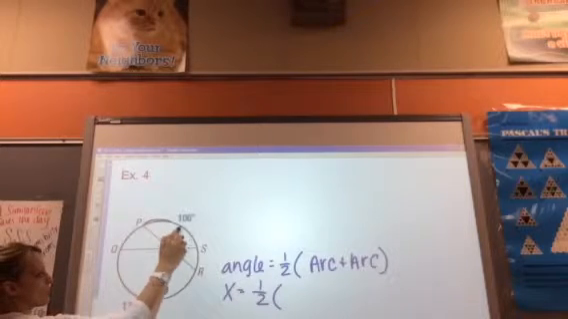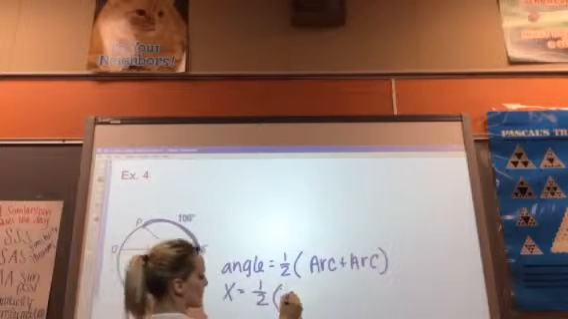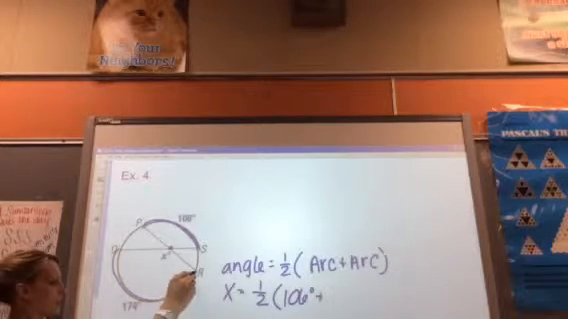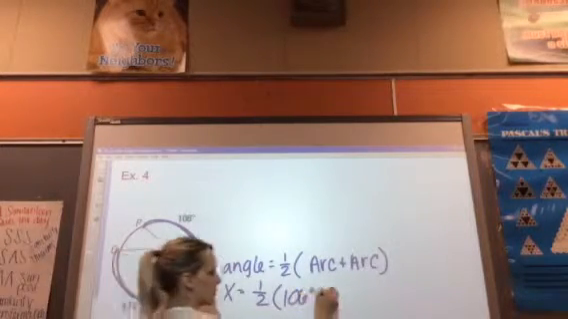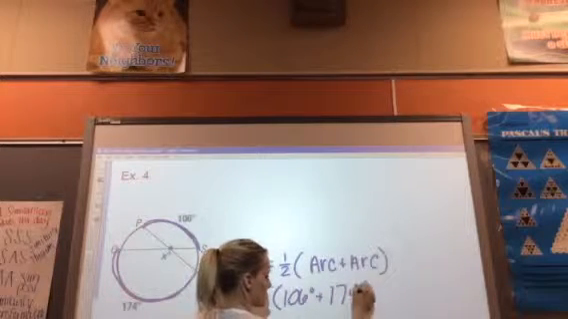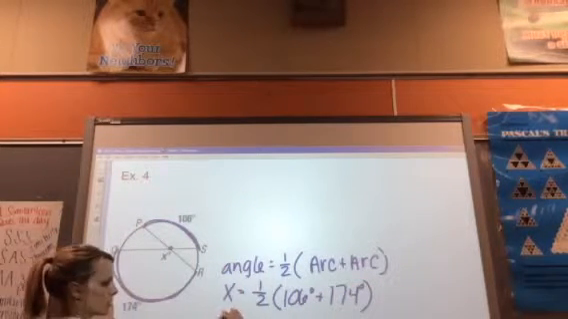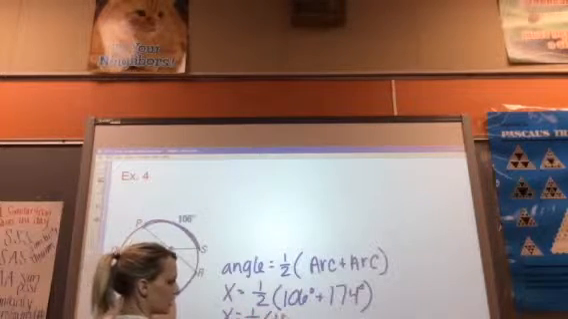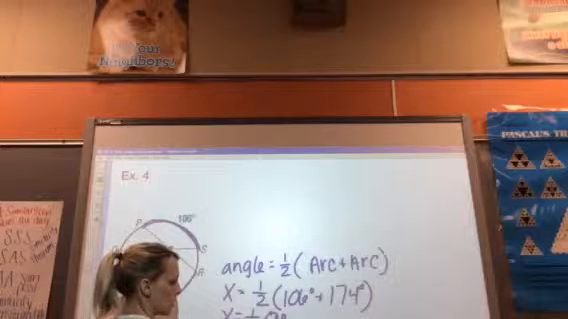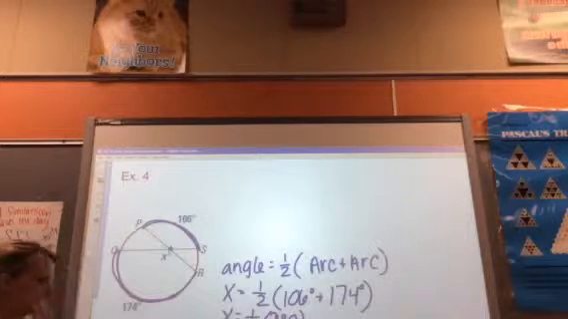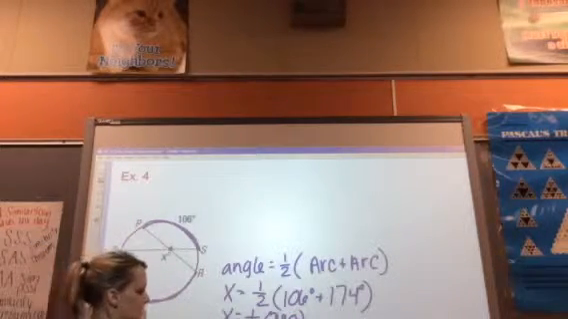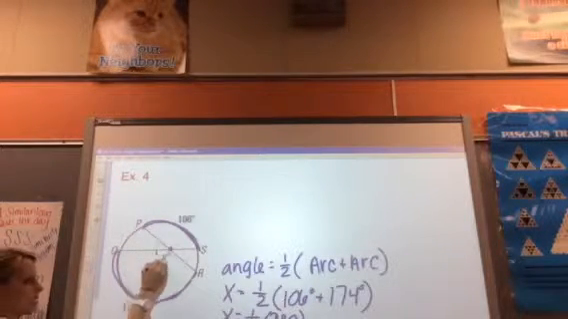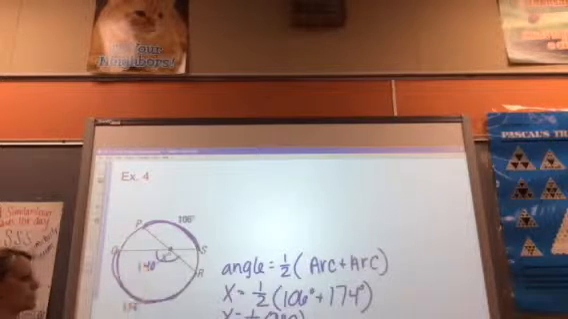One of your arcs, which is 106 degrees, plus the measure of your other arc over here, 174 degrees. So let's add those two up. X is 1/2 of 280 degrees, or x is equal to 140 degrees. So this angle is 140 degrees.